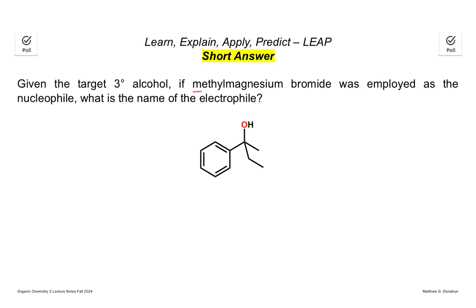If you used methyl magnesium bromide, CH3MgBr, as your nucleophile, it asks what the name of the electrophile would be. Let me back up there. What major functional group would the electrophile have, in terms of a carbonyl-containing functional group?